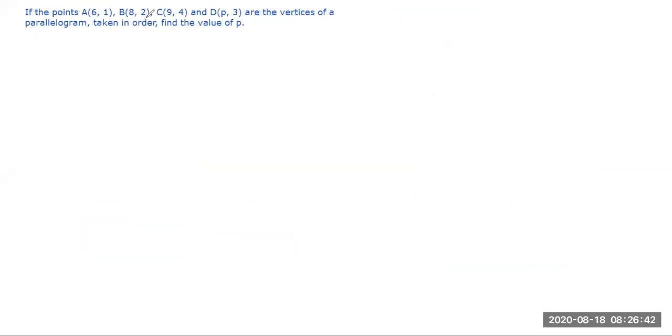If points A, B, C, D are the vertices of a parallelogram. Now, always when you draw a figure, students, it will help you in mathematics. It takes only a few seconds to draw the figure, but trust me, it always helps you. It gives you a clear picture of what is being asked and what you have to do. This is a perfect parallelogram. Let's name this parallelogram ABCD.